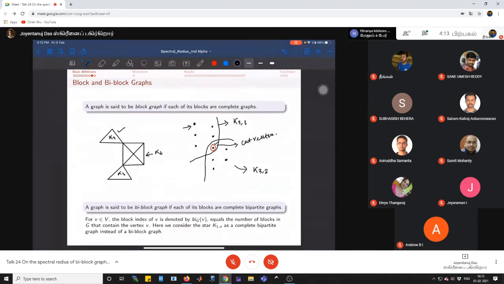So next, here we will consider the star graph. You can see that we can consider the star graph as a bi-block graph, where each of the blocks is an edge. But instead of that, we will consider this star graph as a complete bipartite graph.